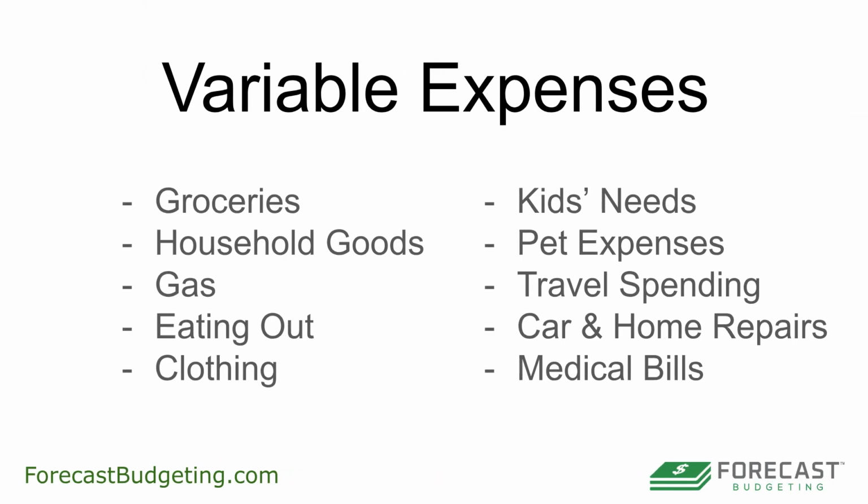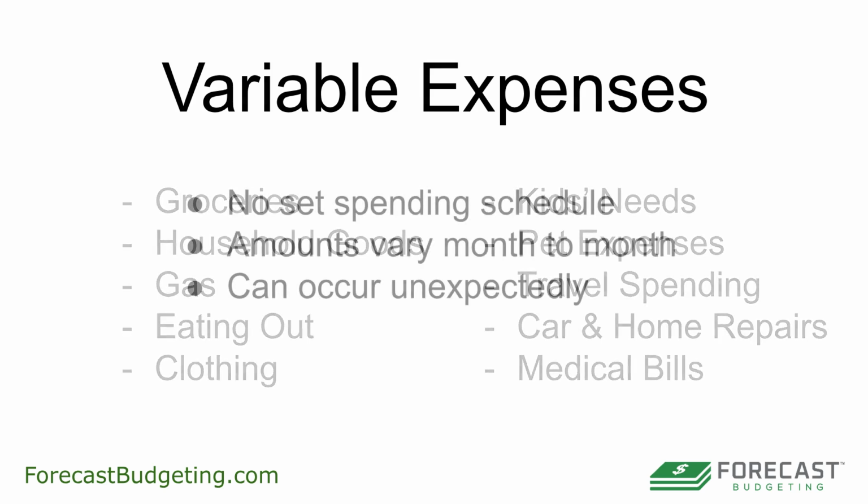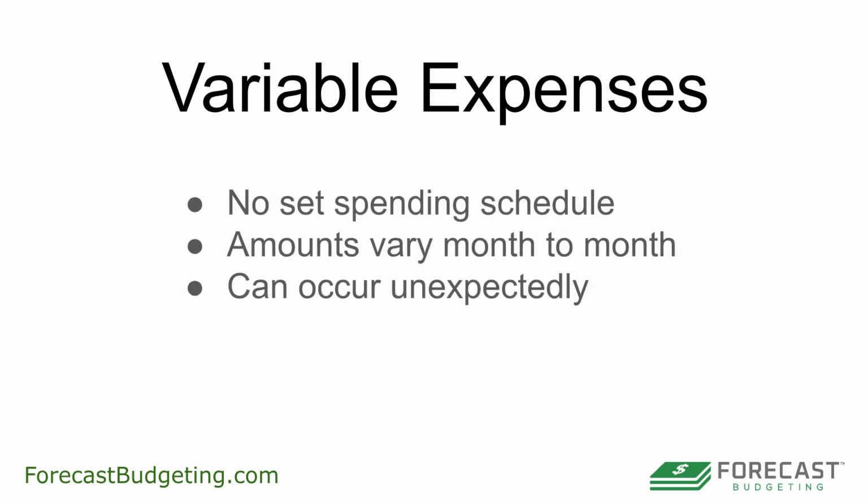Variable expenses are those day-to-day purchases you make on a regular basis and include things such as groceries, household goods, gas, eating out, clothing, kids' needs, and pet expenses. We'll also include travel spending, car and home repairs, and medical bills as variable expense items. When it comes to budgeting, the variable expenses are where people typically struggle the most.